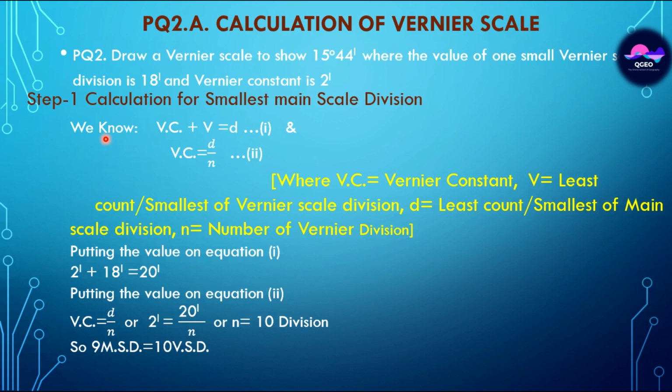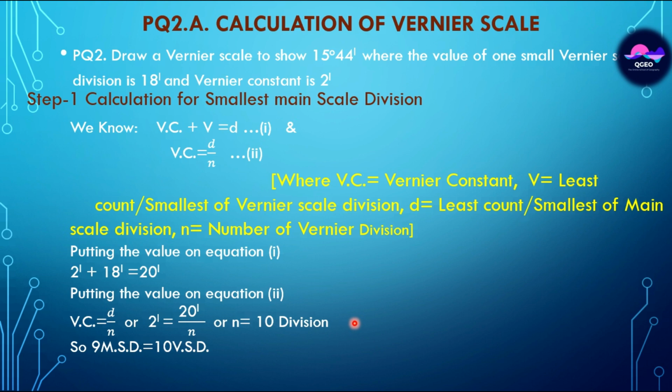We know VC plus V is equal to D, that is equation number 1, and VC equal to D by N, equation number 2, where VC is vernier constant, V is least count or smallest vernier scale division, D is least count or smallest main scale division, and N is the number of vernier divisions. Putting the values in equation number 1 from the question, 2 minute plus 18 minute is equal to 20 minute. Putting the values in equation number 2, VC is equal to D by N, here VC equals 2 minute and D equals 20 minute, so N equals 10 divisions.